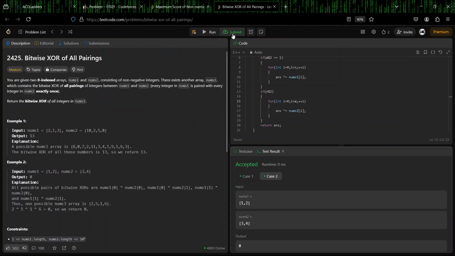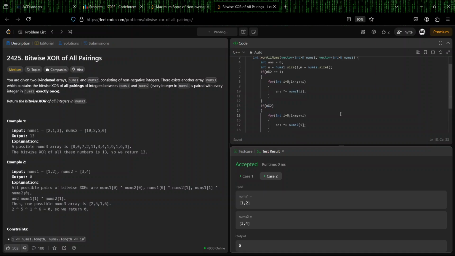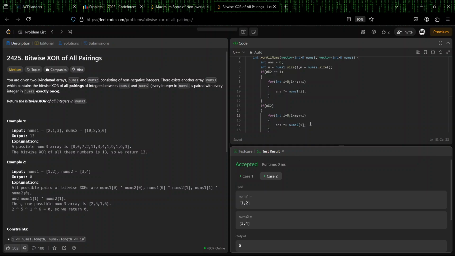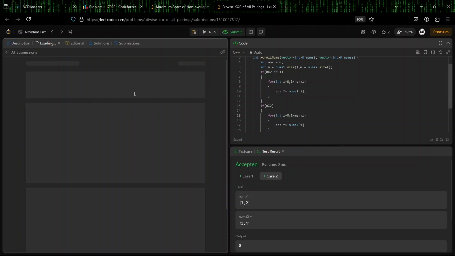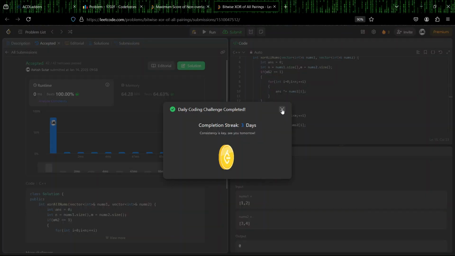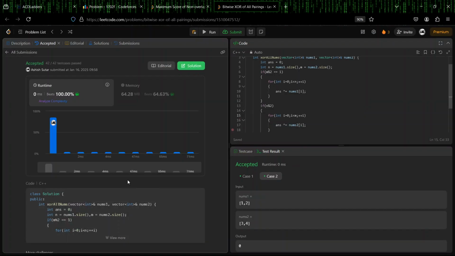Now let's just submit it. Okay, so this gives us the correct answer. You can see it is one of the fastest solutions.